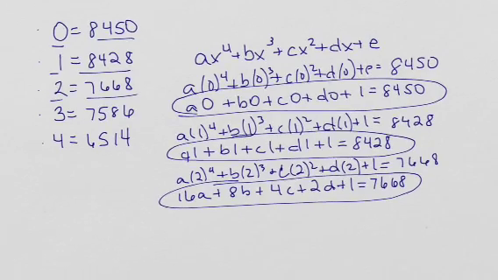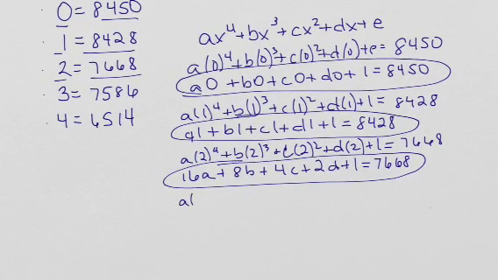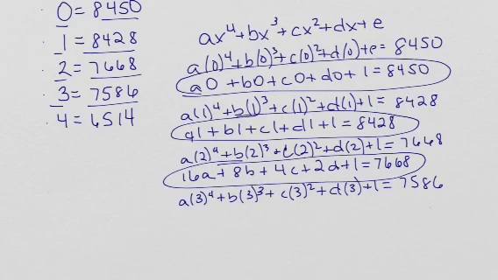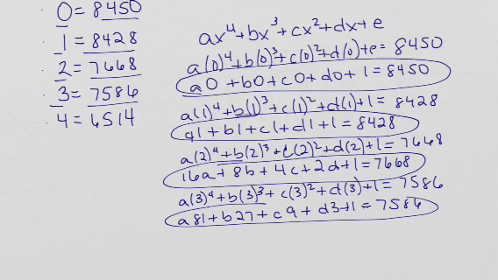I need to repeat that again for 3. So a times 3 to the 4th plus b times 3 cubed plus c times 3 squared plus d times 3 plus 1. If I put in 3, I get out 7586. Simplifying that, 3 to the 4th power is 81. 3 cubed is 27. 3 squared is 9. So I have another equation that I can use.